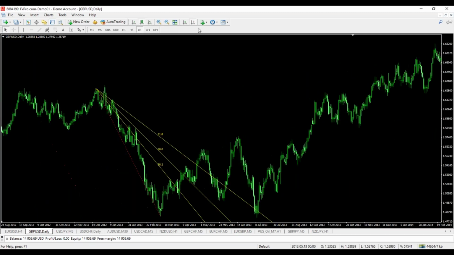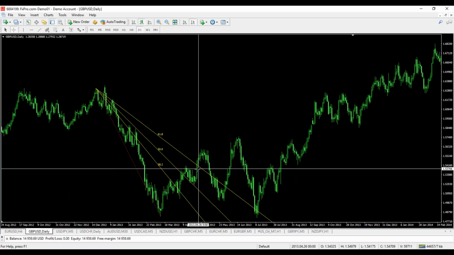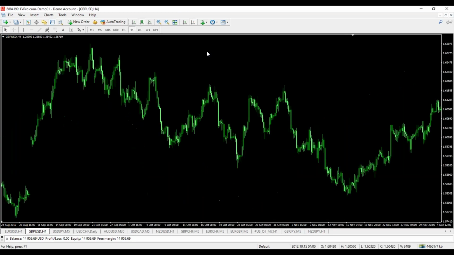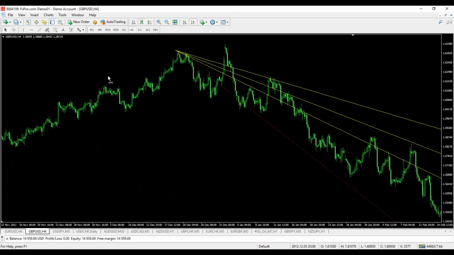And now I'll zoom out the chart and I will switch to the 4-hour chart in order to be able to show you these hesitations over here in a better way, so that we'll have more candles.